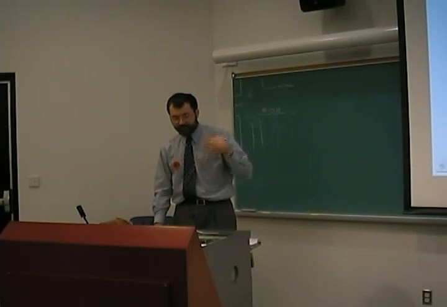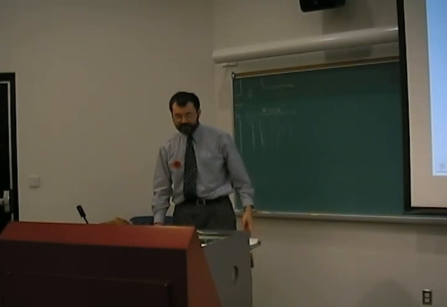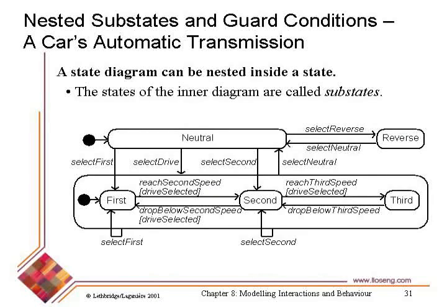And the transition from the boundary of the drive state, at the very bottom, up into first as a substate, says no matter what I'm doing in the drive state, if I manually select first, I force myself into first state. Same thing with select second from the boundary of the drive state at the bottom. If I manually select second, I force myself into second state, no matter whether I was in first or third. Okay?